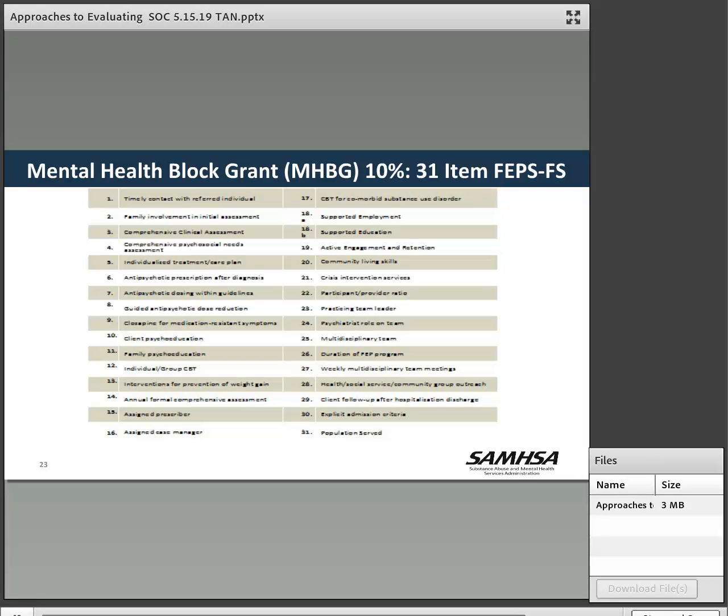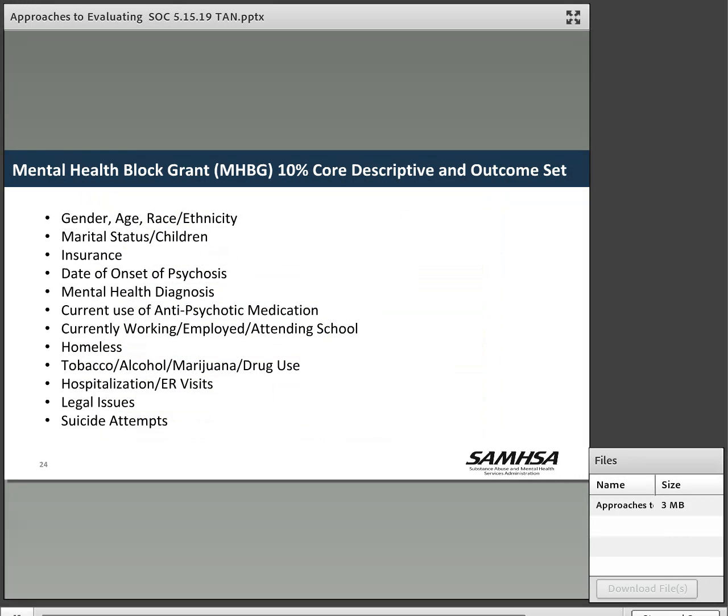The one that we are using is the FEP-FS. And this is a look, even if a bit fuzzy, at its 31 items. Hopefully you can see it better on your screen, or if you download it, you'll be able to take a look. These are the items we're looking at, and there are a range of different kinds of things, like referral, crisis intervention services, team leaders, intervention programs for weight gain, community outreach, really the components of first episode psychosis services. This is the scale we're using. It's relatively short and doesn't take that long, which is one of the reasons we're using it.